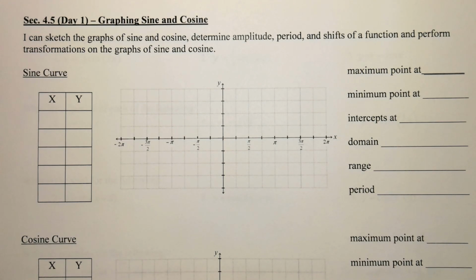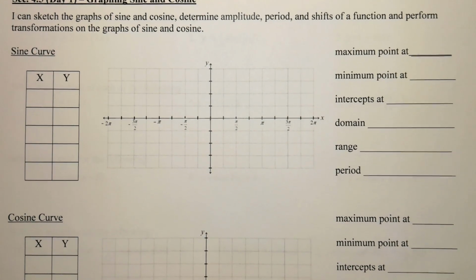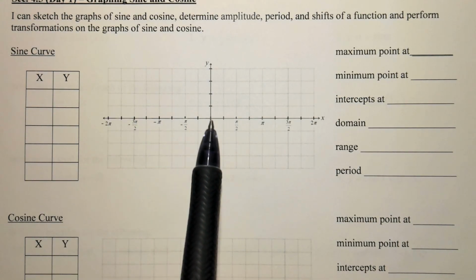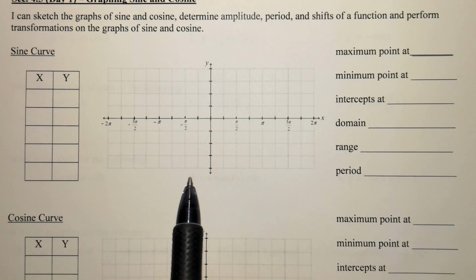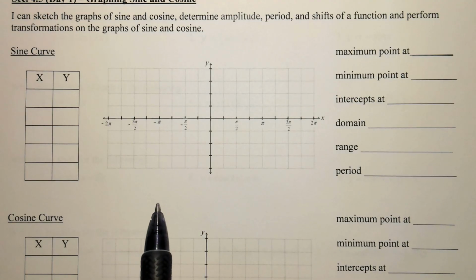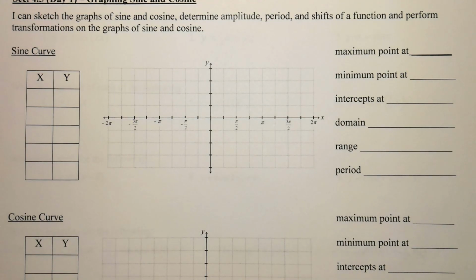All right, this is section 4.5, day 1, and today we're going to start graphing sine and cosine functions. We're going to start off by graphing the sine function, and learning this is kind of like learning the parent function. So when we get done doing this, this is kind of the graph that you need to know. You need to know its shape, how it starts, how long of a function it is, all of those main points.